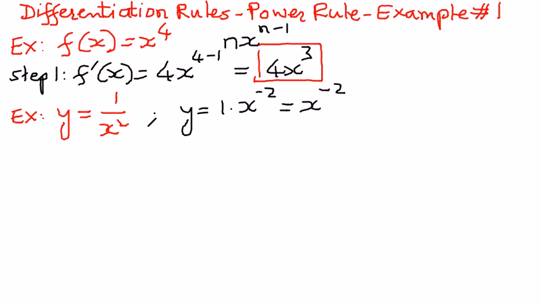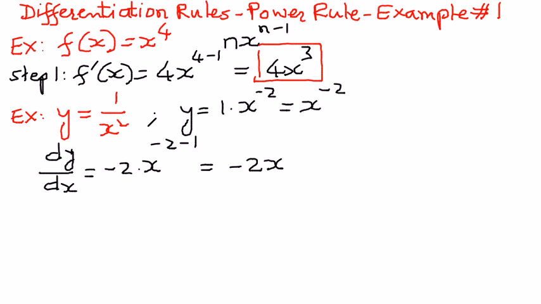So 1 times x to the power of negative 2 is the same as x to the power of negative 2. And now we are ready to apply the power rule to this. So therefore, the first derivative, dy by dx, is going to be equal to n, in this case negative 2, times x to the power of n minus 1, negative 2 minus 1. So therefore, we can simplify this as negative 2x to the power of negative 3. Negative 2 minus 1 is negative 3. So therefore, this is our answer.